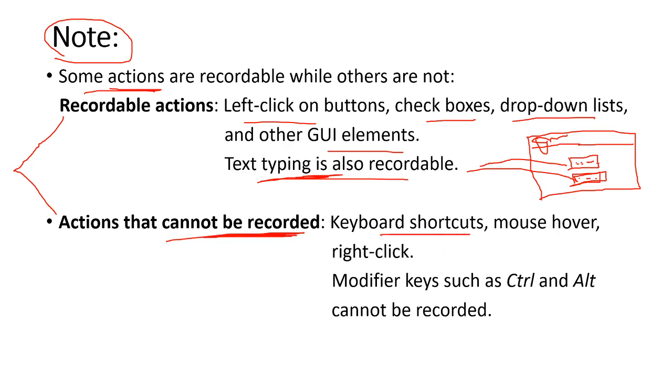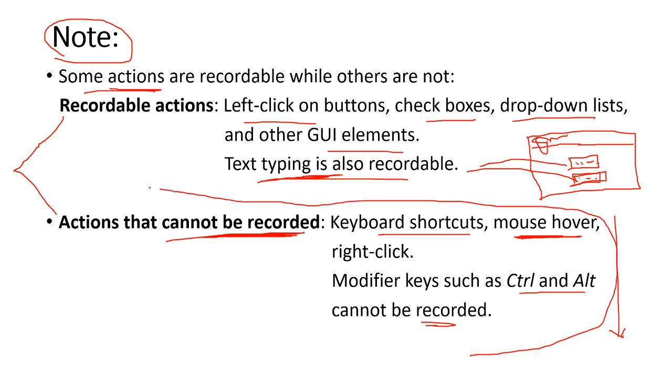So keyboard shortcuts like F3 or F4, or mouse hover, which means moving the mouse over a GUI element, right clicking on a particular window, and using two or more keys like Control Alt Delete or Shift Alt Delete, can't be recorded. But keep in mind that even these things can be recorded in some other way. Okay, I will tell you in a few minutes which way that is, where we are able to record even these actions.